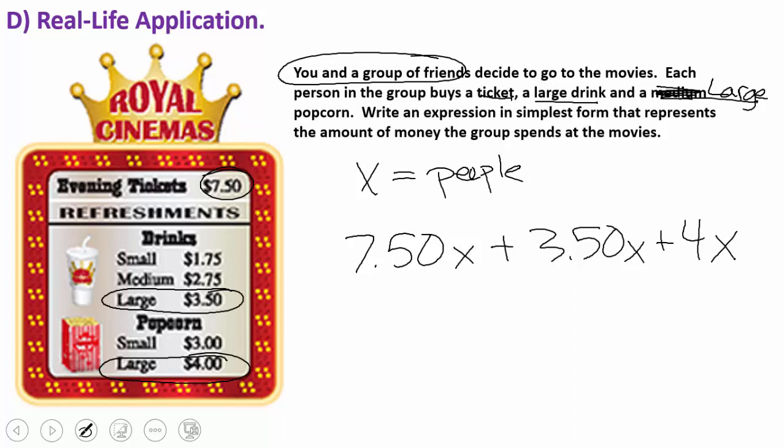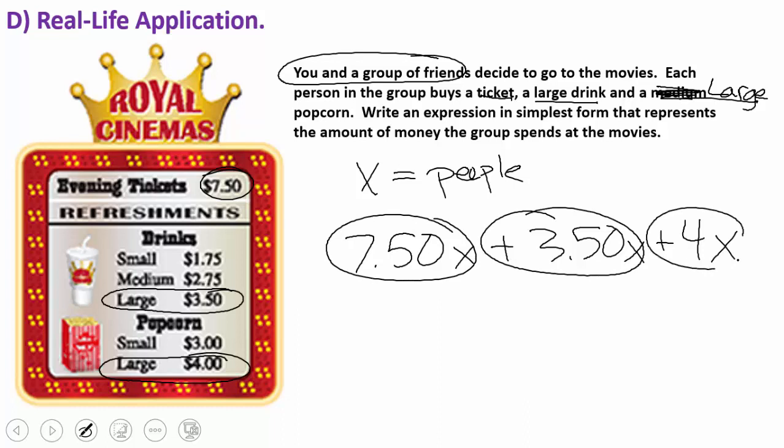So every person is spending the exact same amount. That's why I can write this in this form. All right? If we had some people getting small drinks and some people getting small popcorns, we would actually have to write this differently. But since everybody's the same, we can now combine all the like terms, and we can say 7.50 plus 3.50 plus 4. That means 15x. That means it's $15 for every person who is buying the exact same thing to go to the movies tonight.